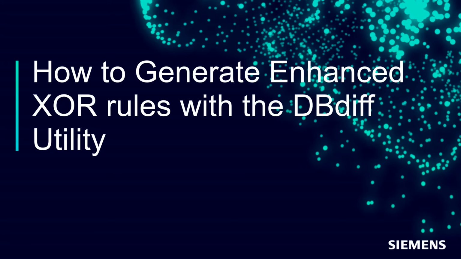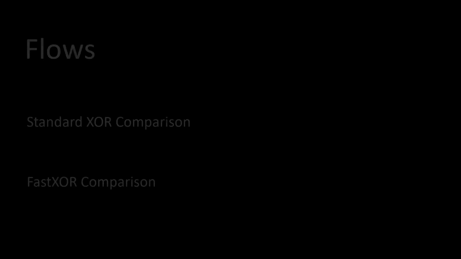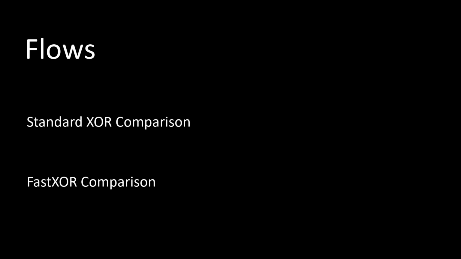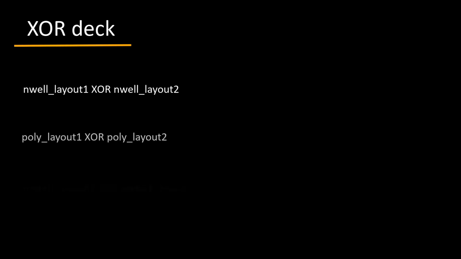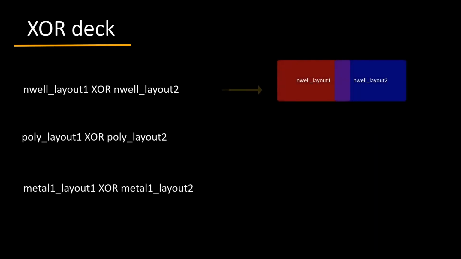In this video, I will demonstrate how to generate enhanced XOR rules using the DBdiff utility in order to provide additional information for layout versus layout results. Running layout versus layout mask comparison requires an XOR rule deck that compares equivalent layers through XOR operations between the two input design layouts.